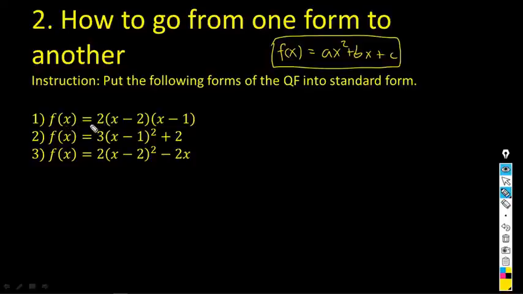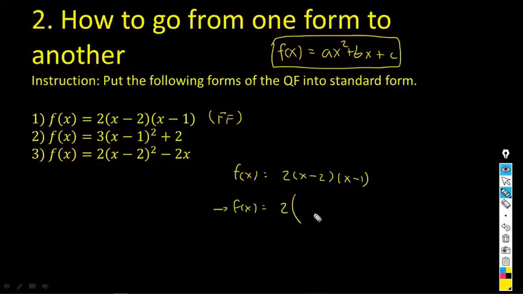Now, let's do number one. f of x equals 2 times (x minus 2) times (x minus 1). What form is this, guys? This is the factor form, perfectly so. And how do I go from the factor form to the standard form? It's extremely simple. All we have to do is multiply everything. We have this function, and now I just multiply all of this stuff.